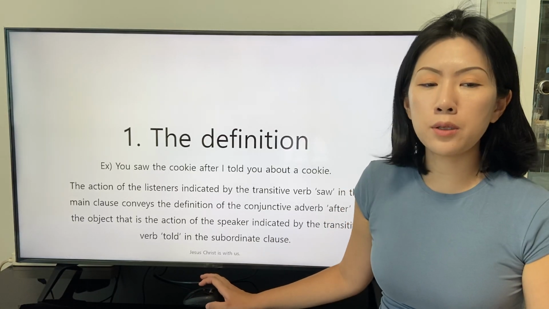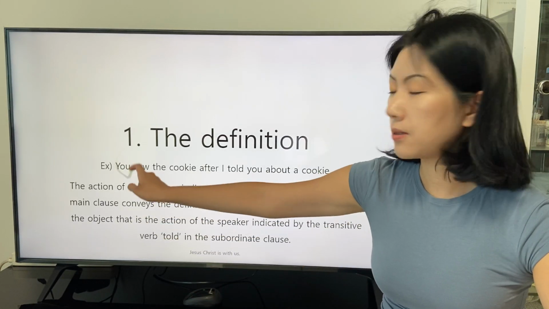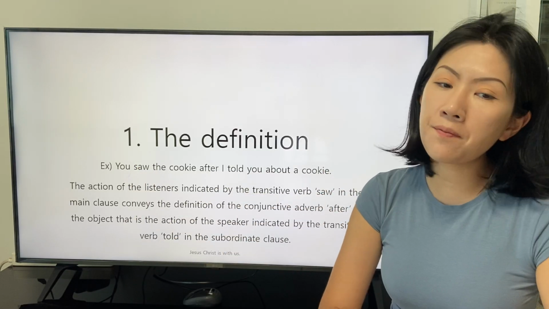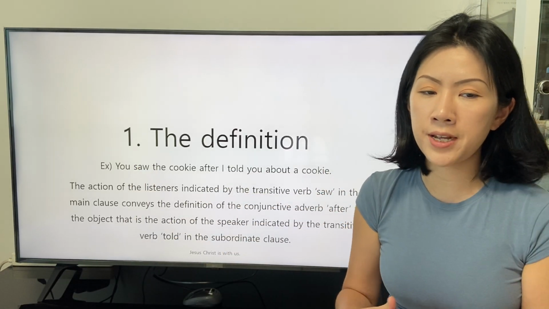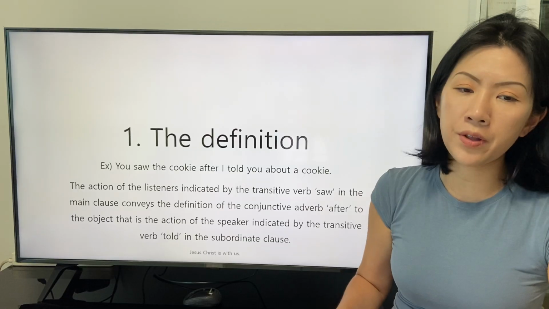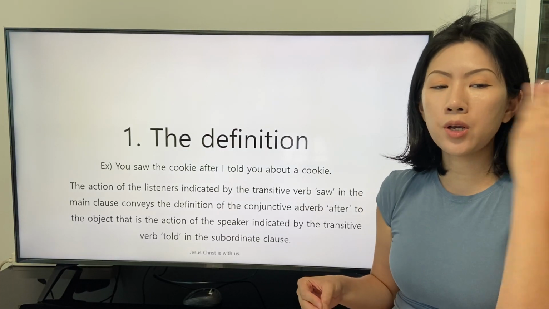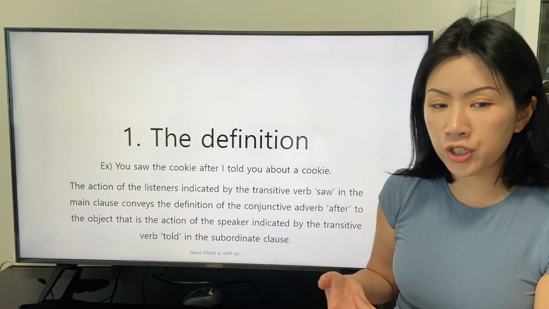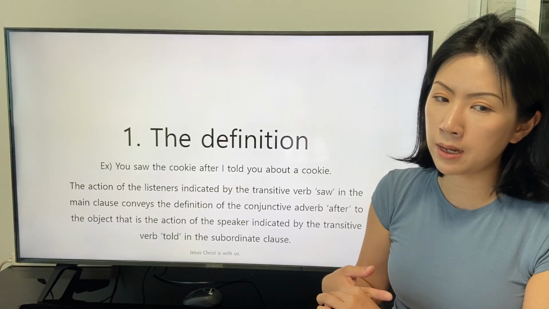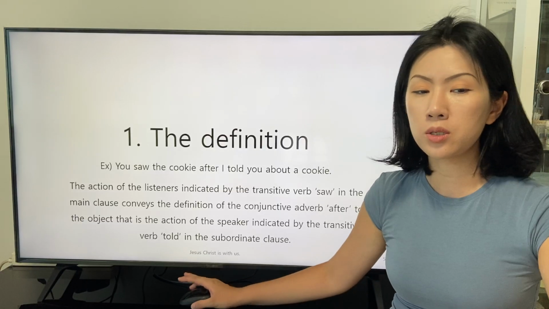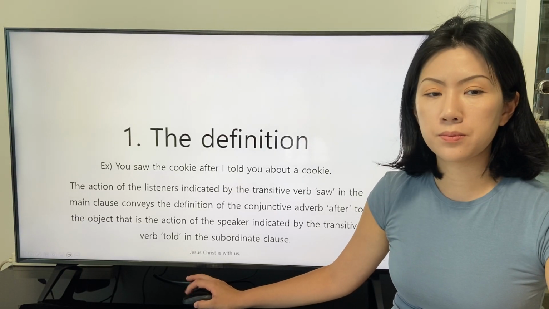The action of the listeners indicated by the transitive verb saw in the main clause conveys the definition of the conjunctive adverb after to the object. That is the action of the speaker indicated by the transitive verb told in the subordinate clause.